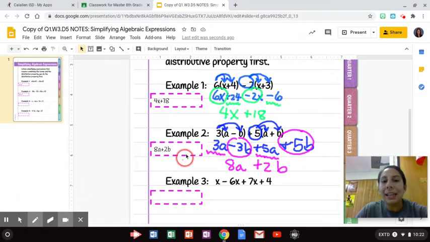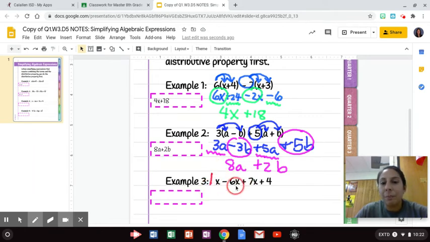Okay, so I went ahead and input my answer here, 8a plus 2b, for the example. Okay, next problem, example 3. x minus 6x plus 7x plus 4. When there's an x just by itself, there's always an imaginary 1 in front of it. So you think of that as 1x.